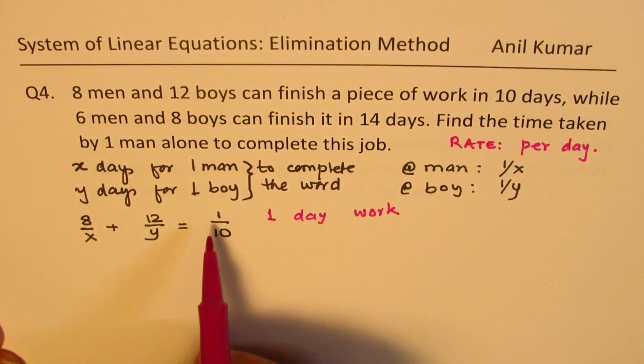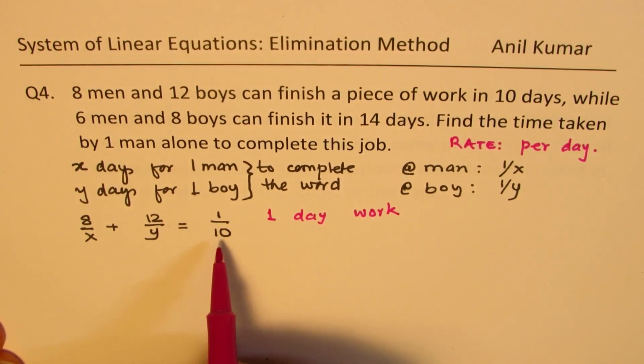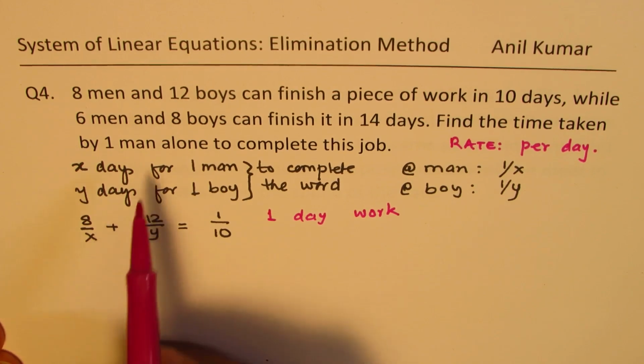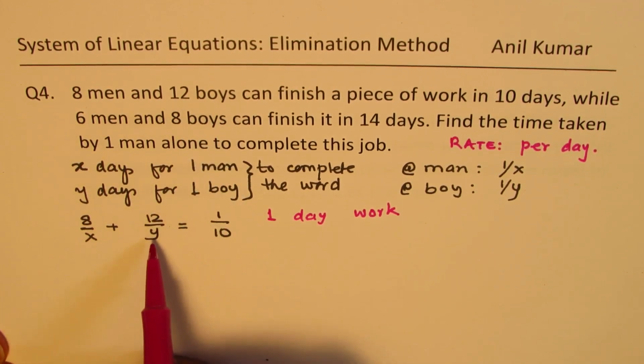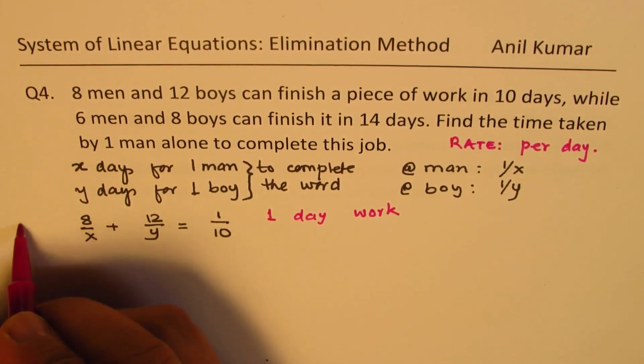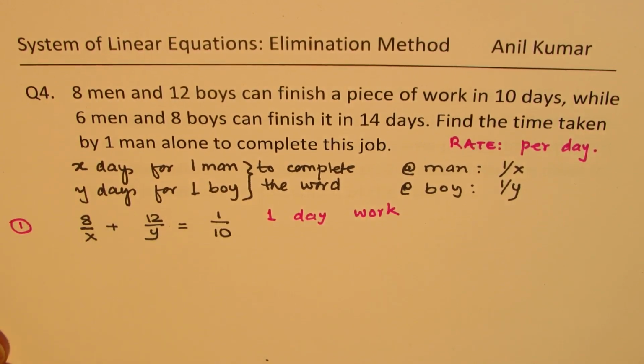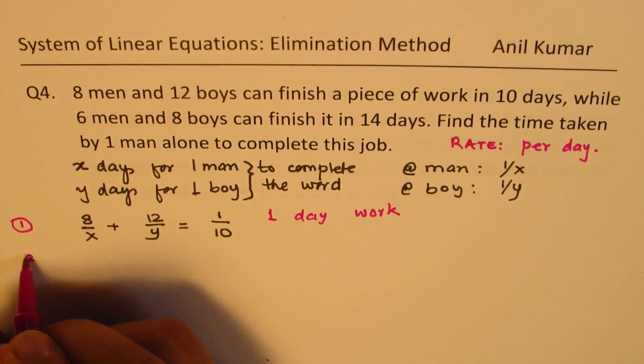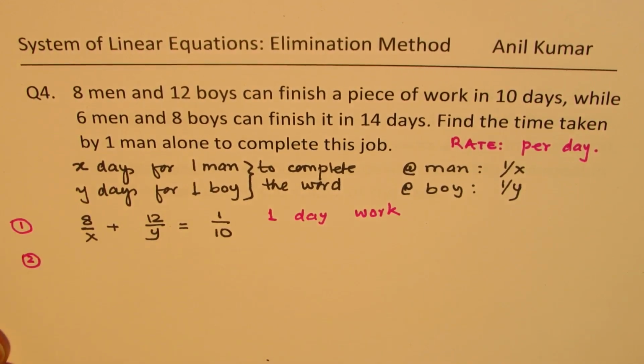So in 1 day, 1/10 of the work is done, right? 8 men will do 8 times 1 over x and 12 boys will do 12 times 1 over y of the work. And we get our equation number 1. Do you see that part, right? So that is how you get this equation. The second equation is very similar to this.